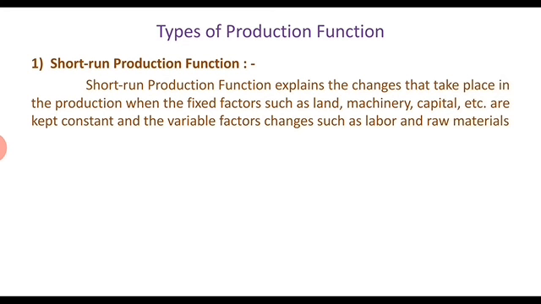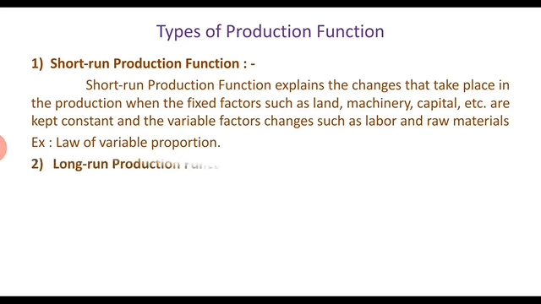Short-run production function. Short-run production function explains the changes that take place in the production when the fixed factors such as land, machinery, capital, etc. are kept constant and variable factors change, such as labor and raw materials. For example, law of variable proportions.